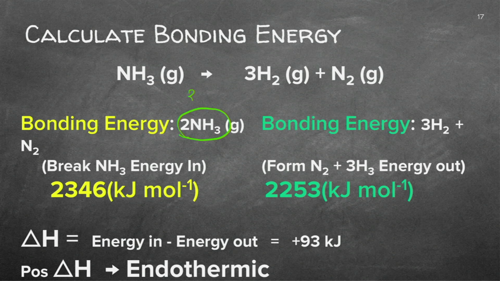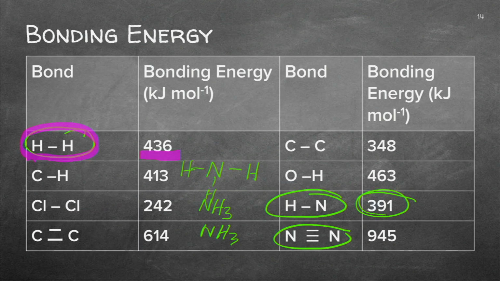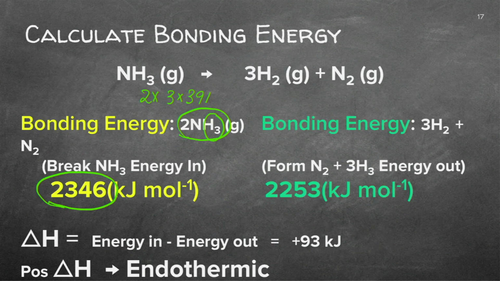It's 391 times 3, because there's 3 of these, times 2. And if you do that calculation, you'll find a value of 2,346 to break those bonds. On the other hand, in my table, to form hydrogen and hydrogen will be 436, and to form nitrogen and nitrogen will be 945.